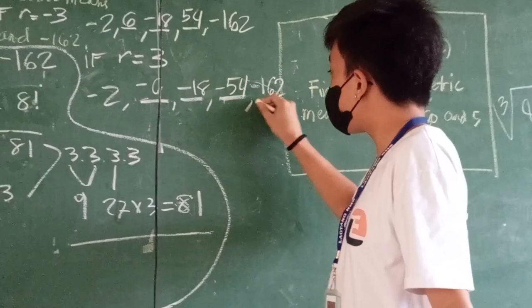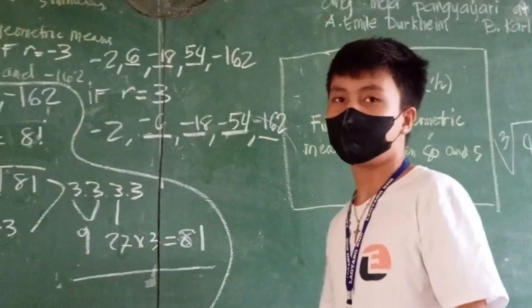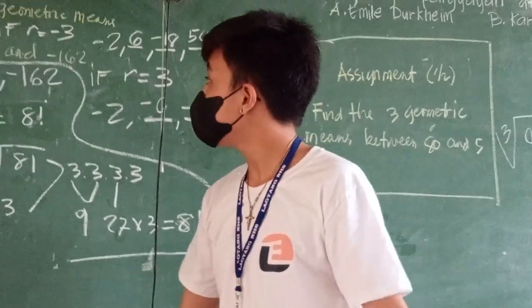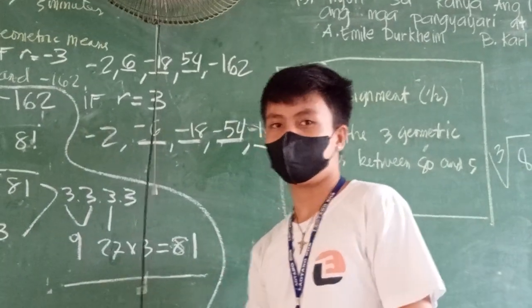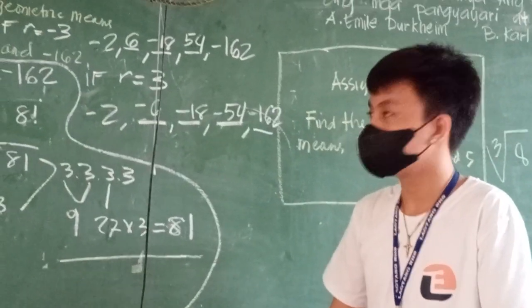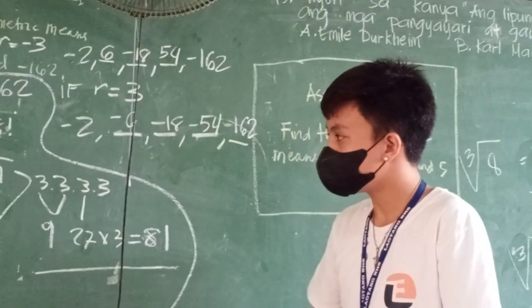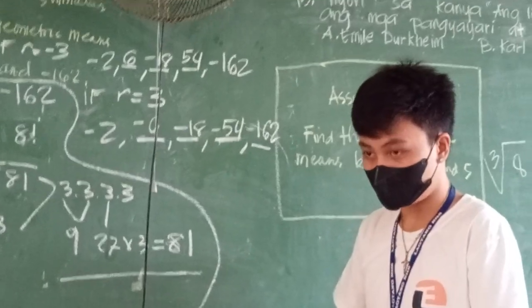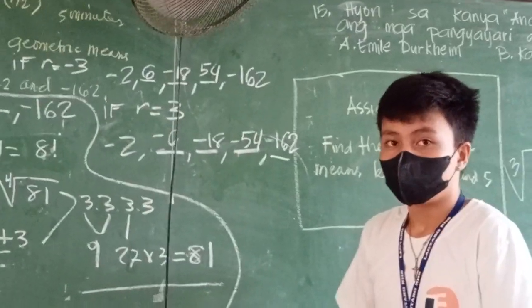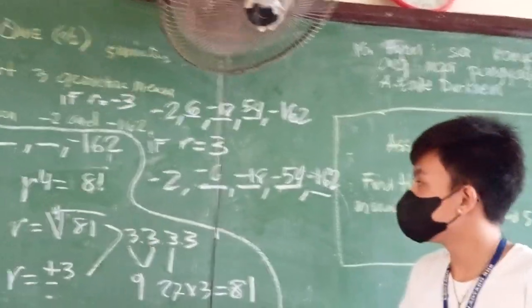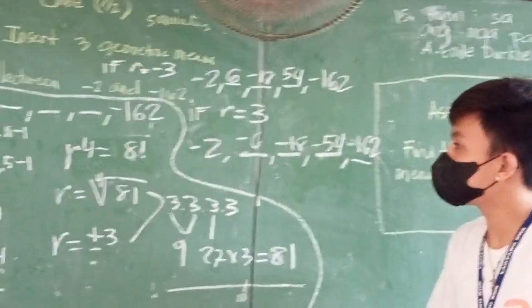So there are two solutions when you insert the 3 means between negative 2 and negative 162, using the value of r either positive or negative. The original given first term or last term will not change its sign. It remains the same as given.